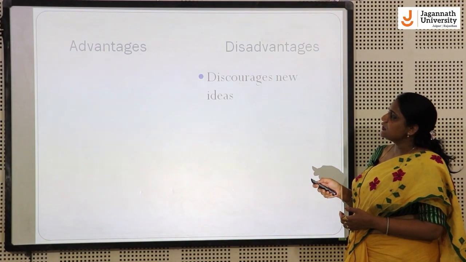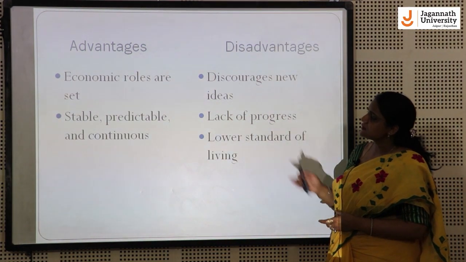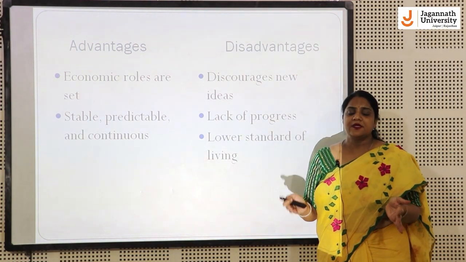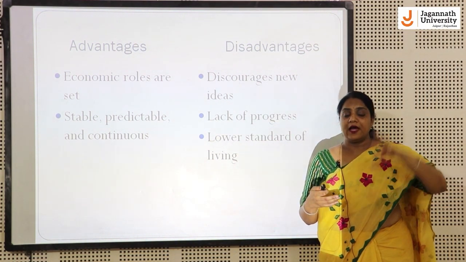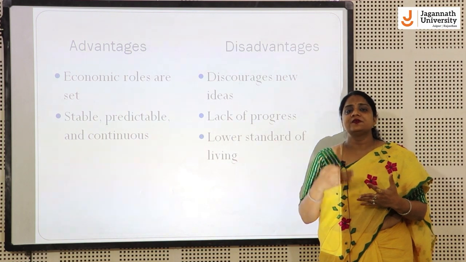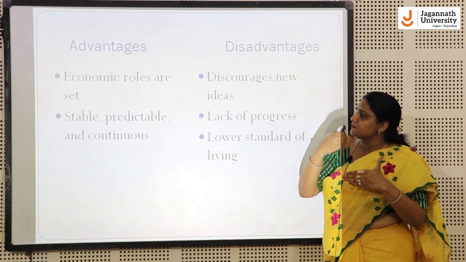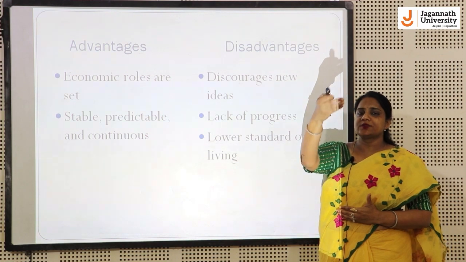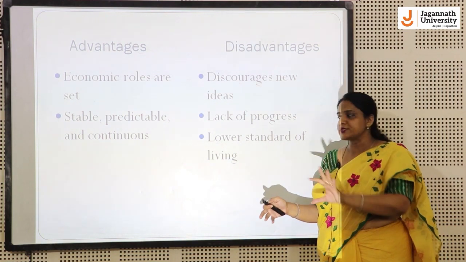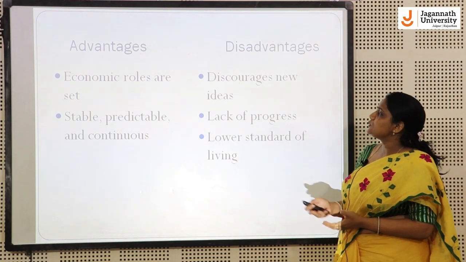So, what are the advantages and disadvantages of the traditional economic system? As we are seeing on the slide, in case of the traditional economic system, the roles of the people in the societies are set. Means, as I have told you, the transfer of the knowledge of the economic resources from one generation to another generation is done by customs or beliefs or values or rituals. So, here the economic roles are set. If somebody is having the ownership of one scarce resource, his generations to come would be having the ownership of those resources. So, economic roles are set. It is a very predictable system, stable system, but there are disadvantages also.